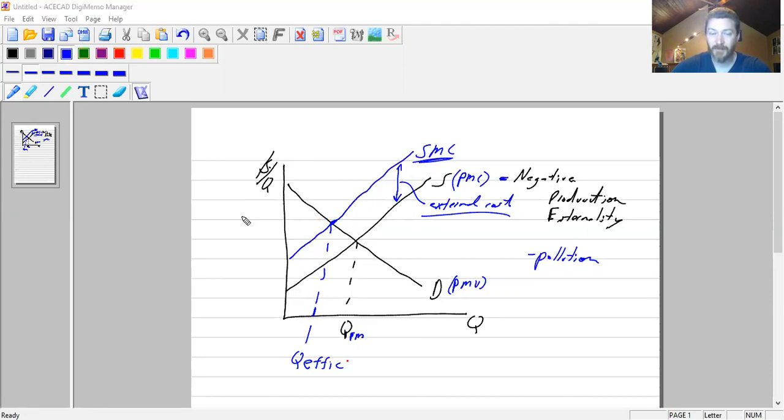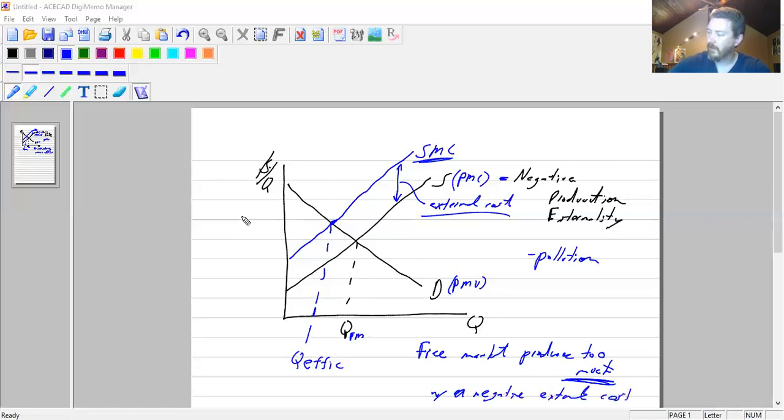So what do we see here? Before, with no external cost and no external benefits, the free market quantity was the efficient level of output, and that was super cool. But now what we're finding is the level of output achieved in the free market is actually too much. So the free market produces too much. It produces too much with a negative external cost. Just think about it this way.